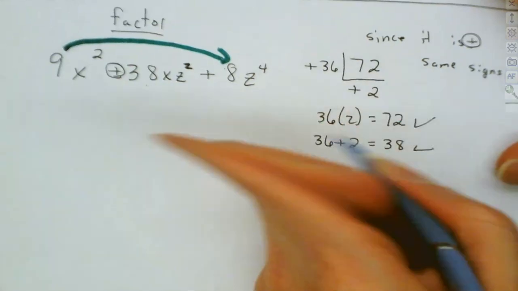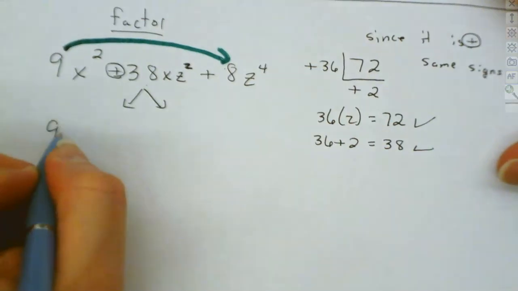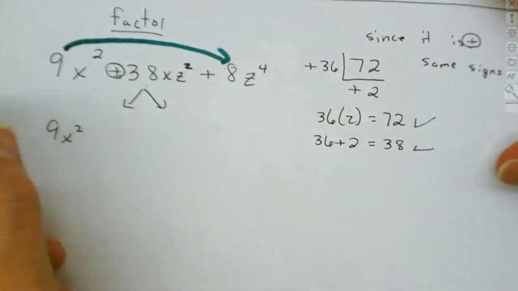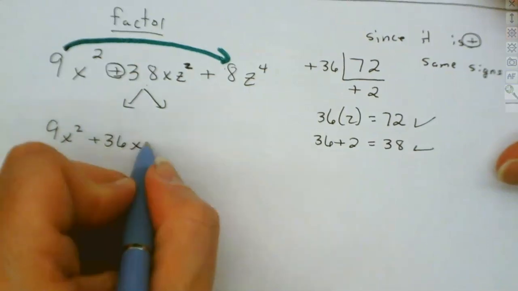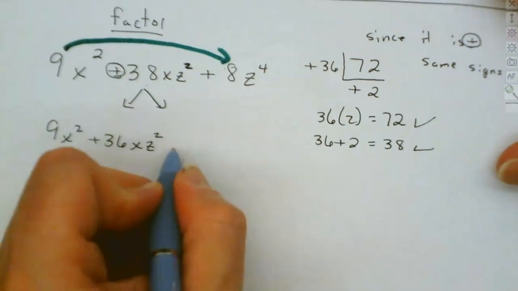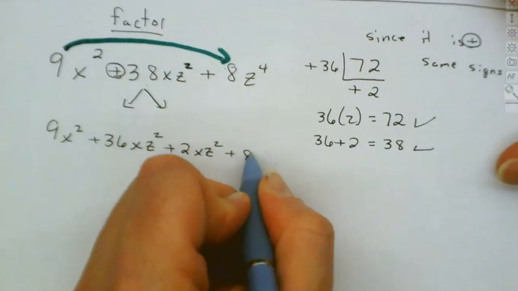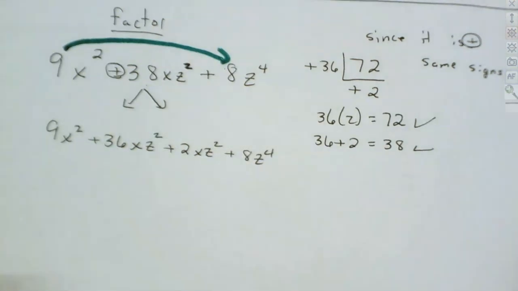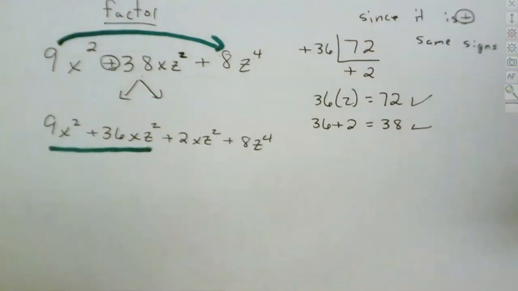So we know they both work. What do we then do? We then split it up. So we now have 9x squared, we have a 36xz squared there, we have a 2xz squared, and we have an 8z to the 4th. So we split up that middle. And now what do we need to do from here? Well, from here, we now have it in 4 pieces, so we factor it by grouping.